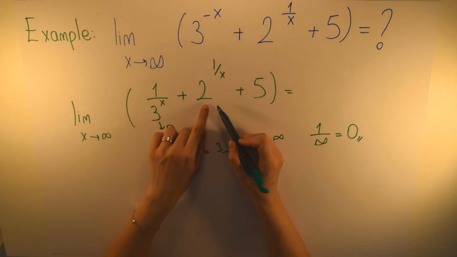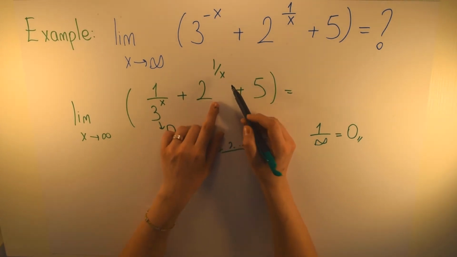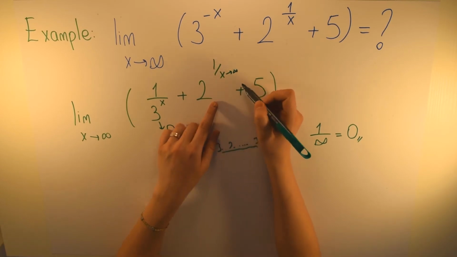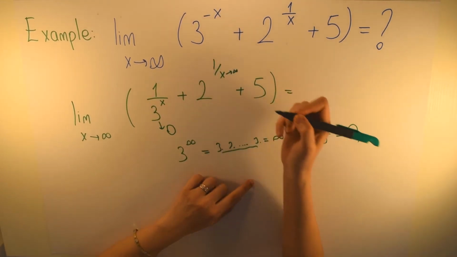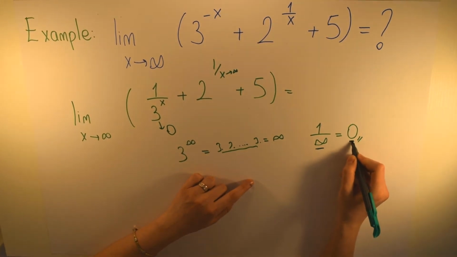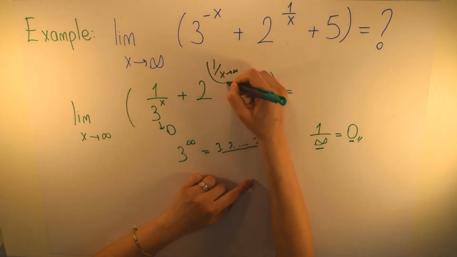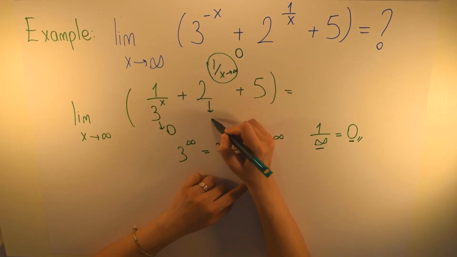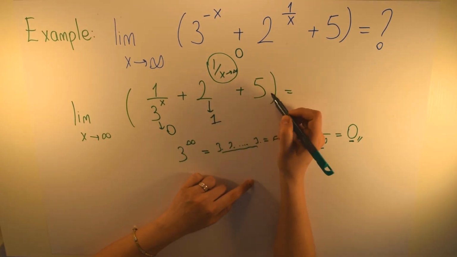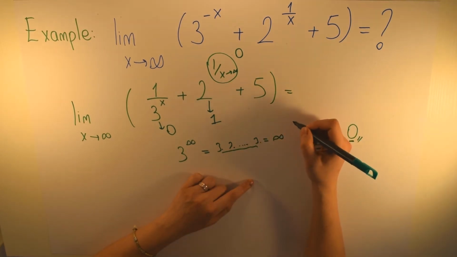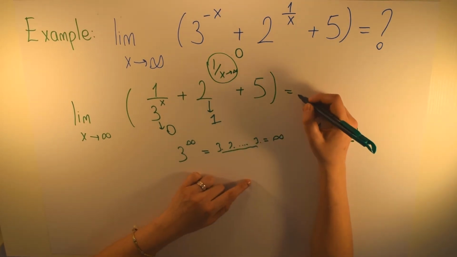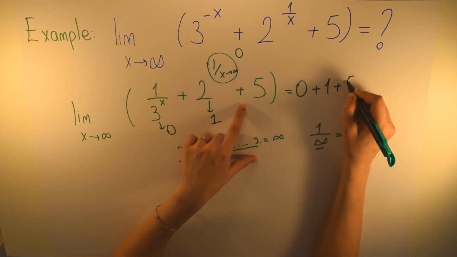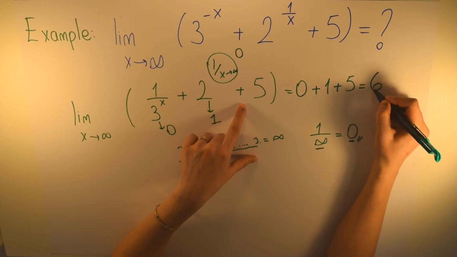When it comes to 2 to the power of 1 over x, when I put infinity instead of x here, this will again be 1 over infinity. Its limit is equal to 0, right? So 2 to the power of 0 is equal to 1. Then we have 5, its limit is equal to 5. So our solution will be 0 plus 1 plus 5, which is equal to 6.